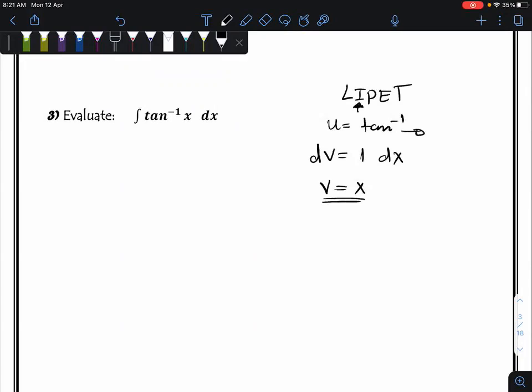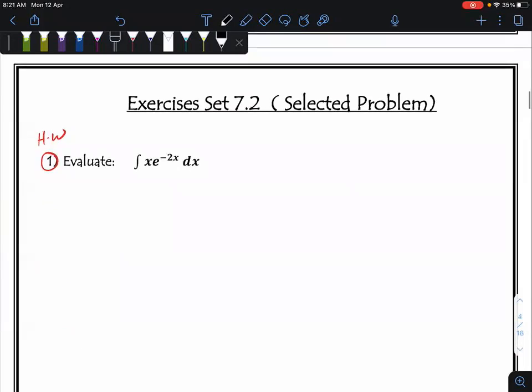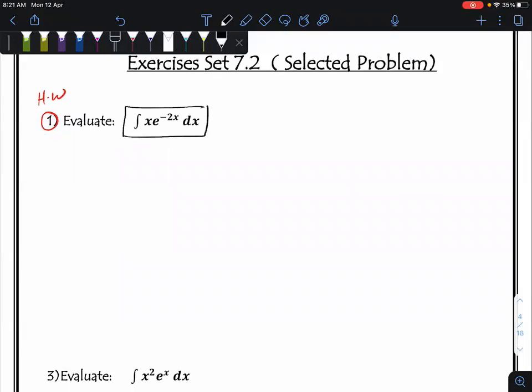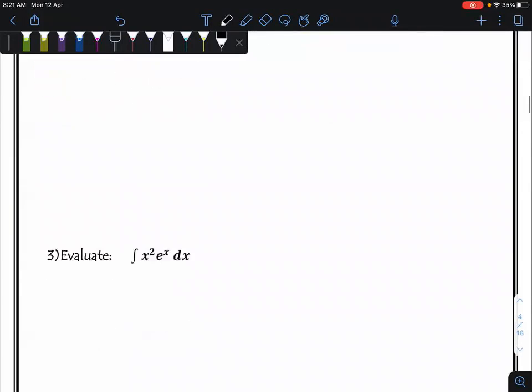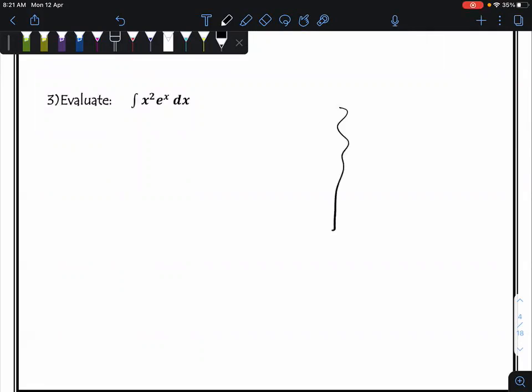And here, what's the derivative of tan inverse? It is 1 over 1 plus x squared, since a is just 1. And then again use uv minus the integral of v du. Also, this question is important. Here, numbers 1 and 3. Let's solve number 3, for example. Who can solve it as a practice of integration by parts?